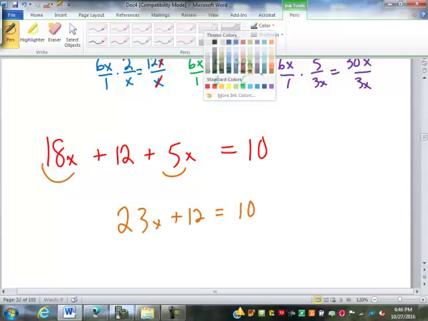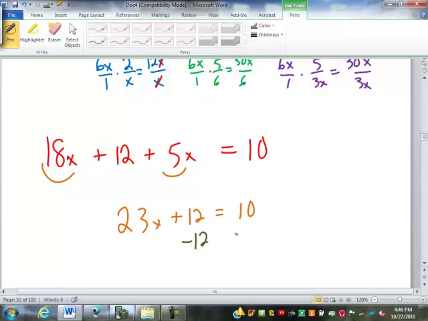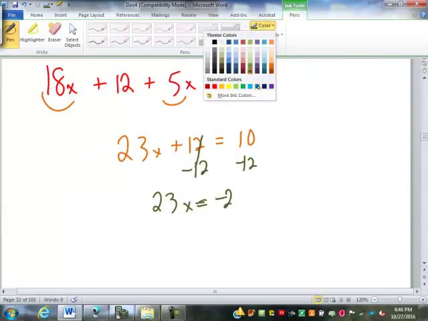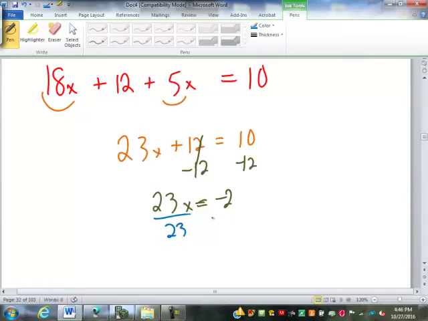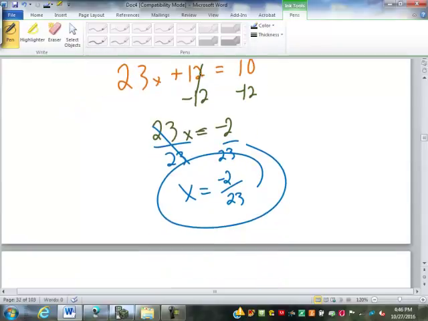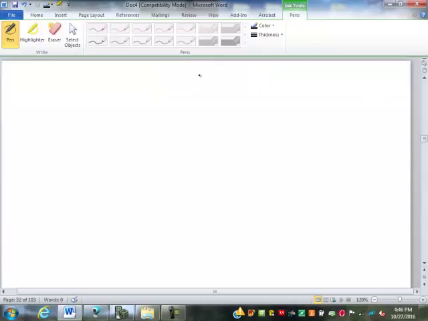And then subtract 12. 23x equals, what's 10 minus 12? Negative 2. Divided by 23. X equals negative 2 over 23. Any questions? I'm going to do one more example, then we'll have you try one.